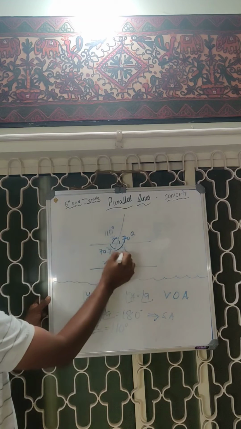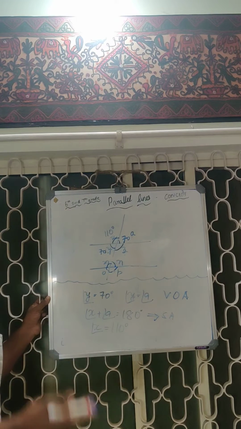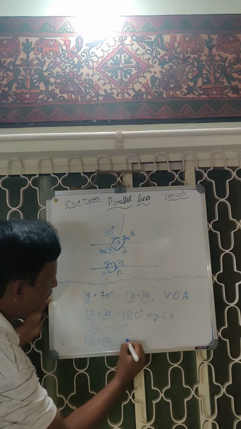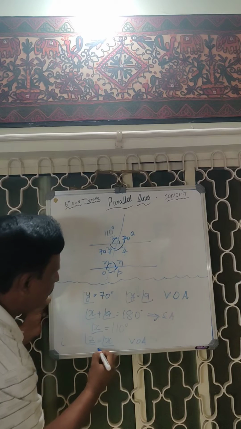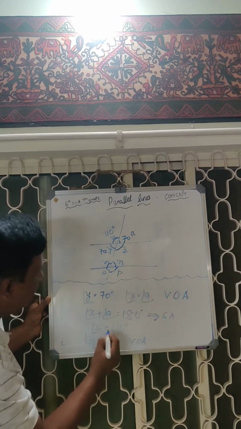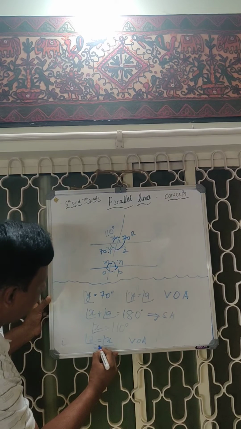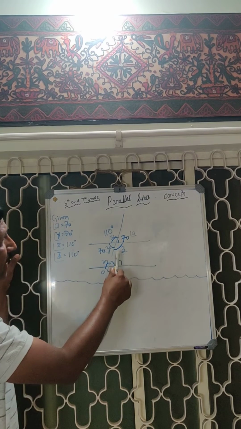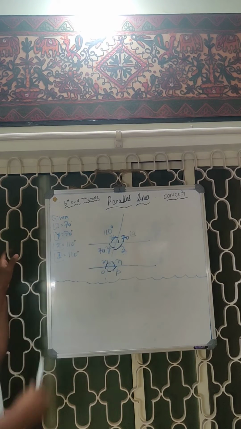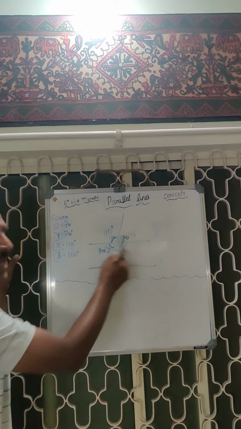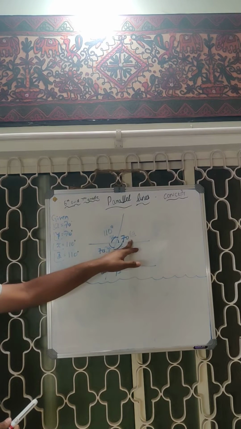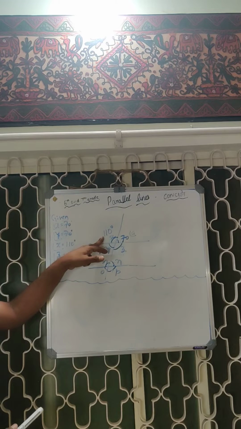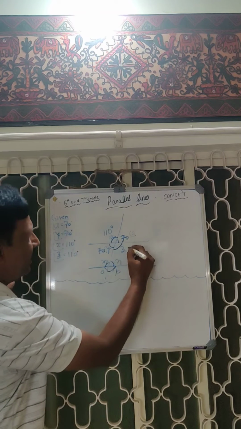And what is z? Z equals x, again because of vertically opposite angles. Therefore z will be the same as x, that is 110 degrees. So using the fact that vertically opposite angles are equal and supplementary angles sum up to 180 degrees, given a is equal to 70, we came to know that y is equal to 70 degrees, x is equal to 110 degrees and z is equal to 110 degrees.